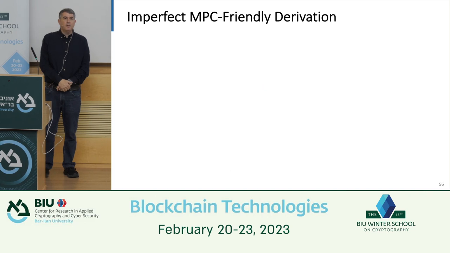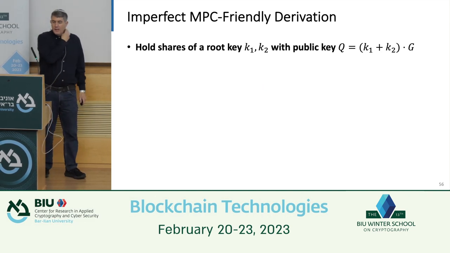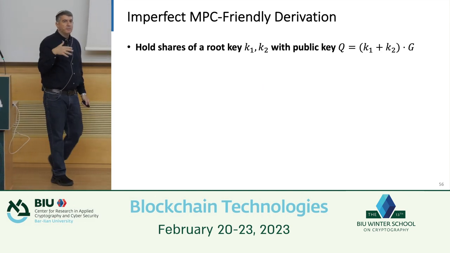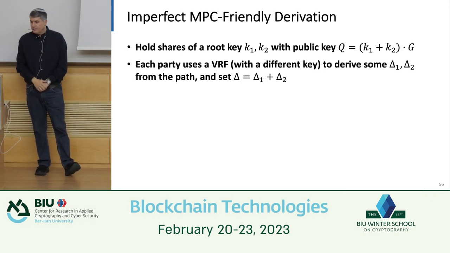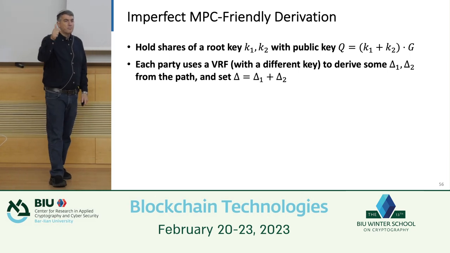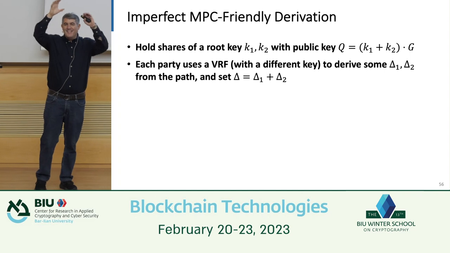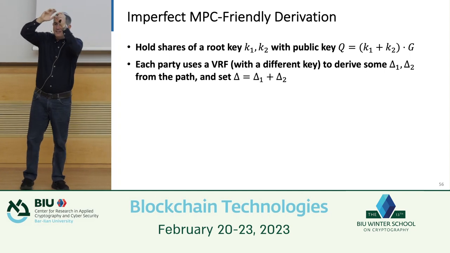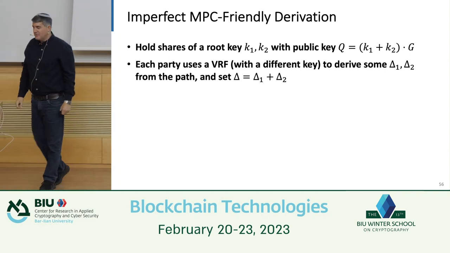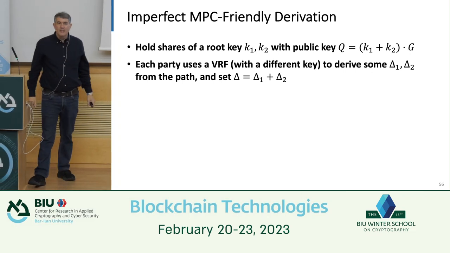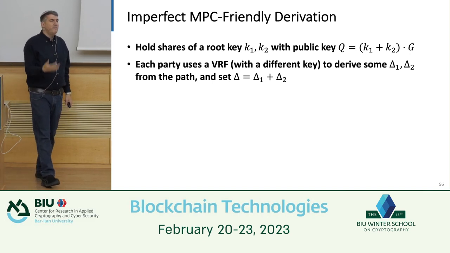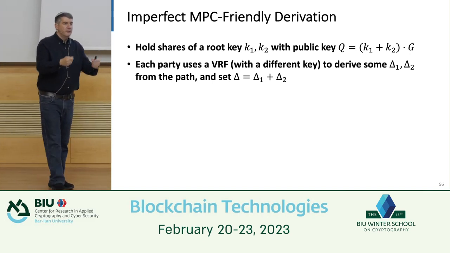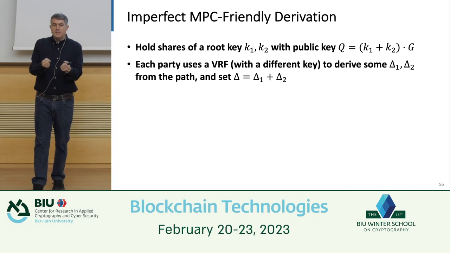Okay, so how can I do imperfect MPC-friendly derivation? I'm going to hold shares of a root key, k1, k2. Here I'm really confusing you with notation. That's not the same K1 as the previous slide. This is like the elliptic curve key in the root of the BIP tree, or the HD tree. And I have a different VRF. And we're going to use that VRF to simply derive values, delta 1, delta 2.